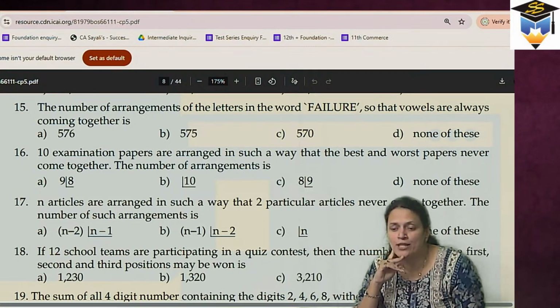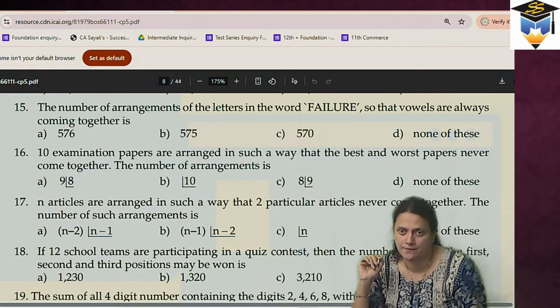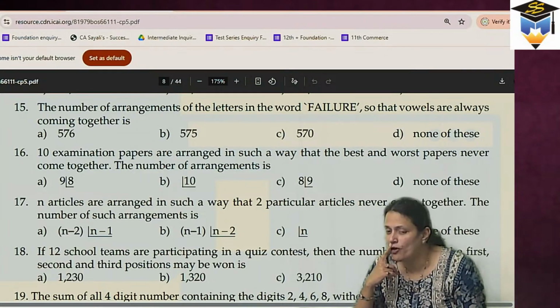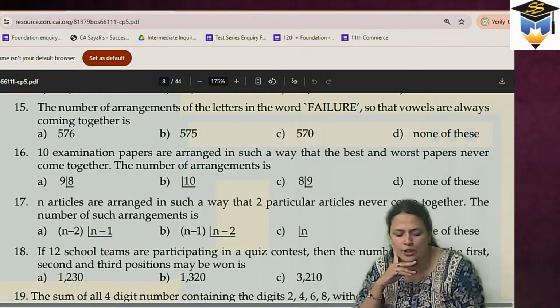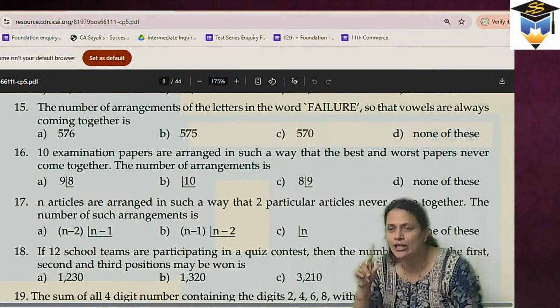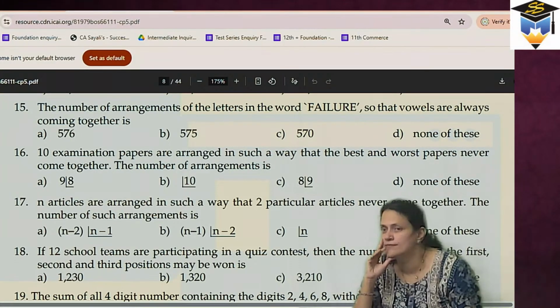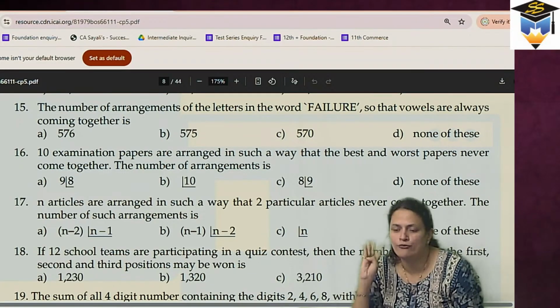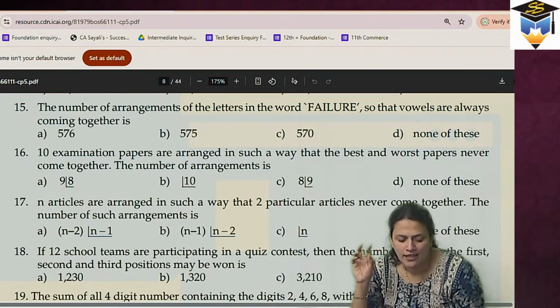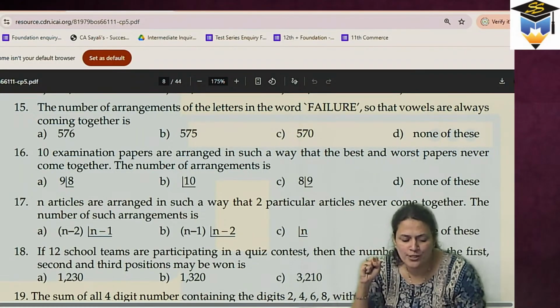The number of arrangements of the letters in the word failure so that vowels are always together. Can you tell me how many vowels are there in the word failure? Failure has how many alphabets? 7. How many vowels are present? A, I, U, E. 4. 4 vowels are there. Now the 4 vowels are always coming together.